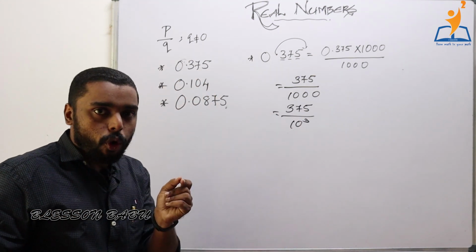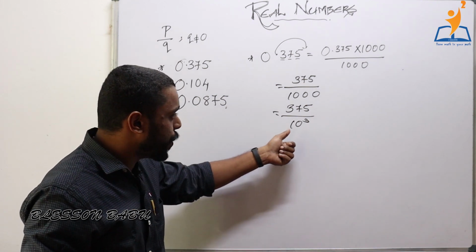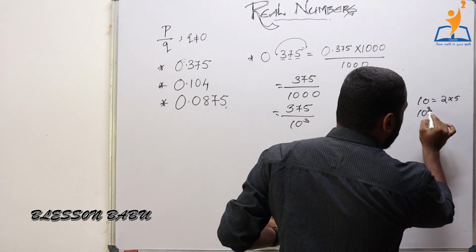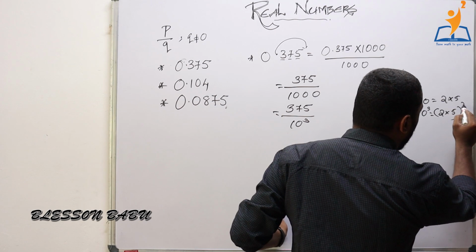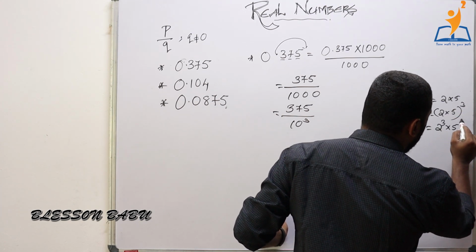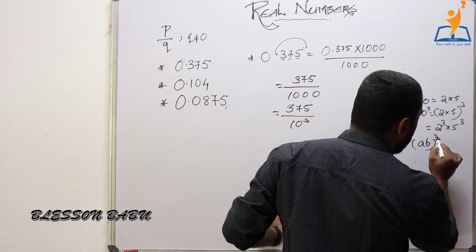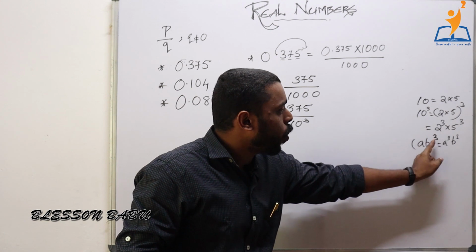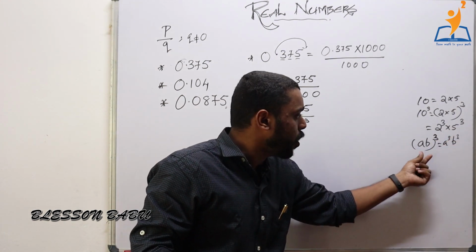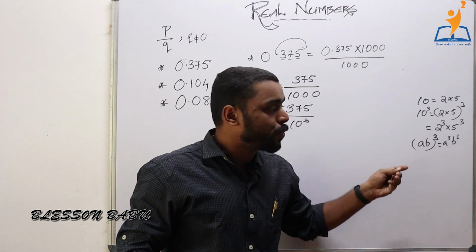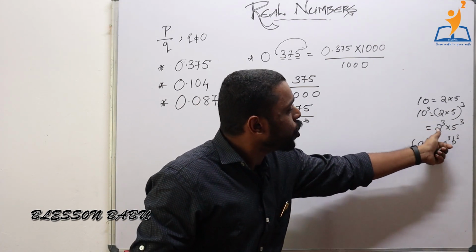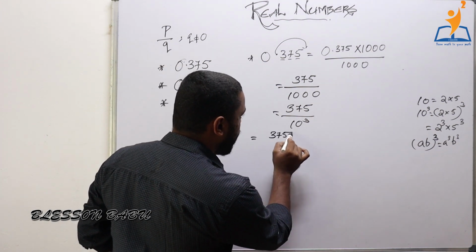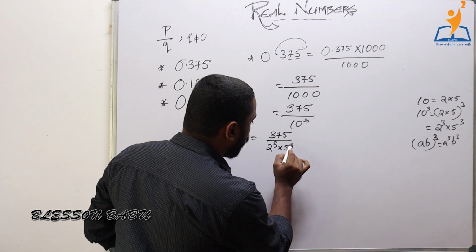Now we are going to make a small transformation. We know that 10 is nothing but 2 into 5. So 10 cube is equal to 2 into 5 the whole cube, that is 2 cube into 5 cube. Since AB the whole cube equals A cube into B cube, it is always a valid relation. AB the whole raised to 4 equals A raised to 4 into B raised to 4, AB the whole raised to 5 is equal to A raised to 5 into B raised to 5, and so on. So 10 cube is nothing but 2 cube into 5 cube. Therefore we have 375 divided by 2 cube into 5 cube.